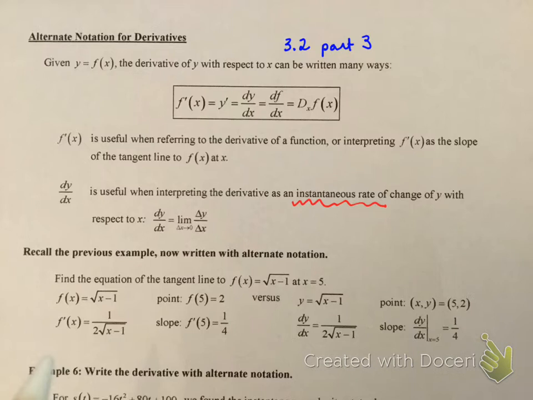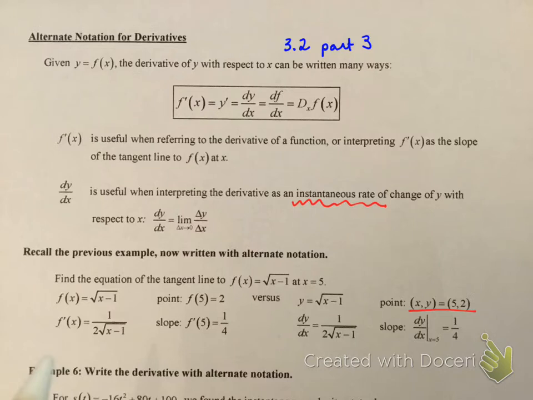So remember from the previous example, we're just going to write it with alternate notation. The function at x equals the square root of x minus 1 when x equals 5, right? So the function itself is f of x equals the square root of x minus 1. The point when x is 5 in the function, the result is 2. So therefore, x is 5 and y is 2. And that's what this says over here, right there. Okay? Versus y equals the square root of x minus 1. Remember, f of x is y, right?